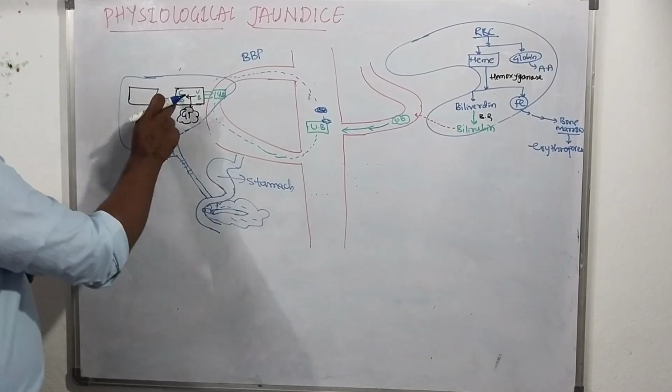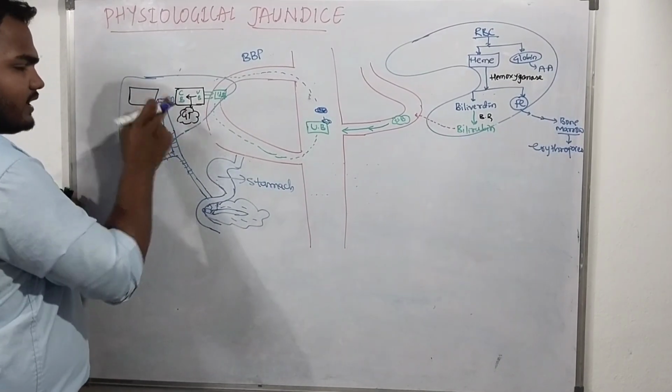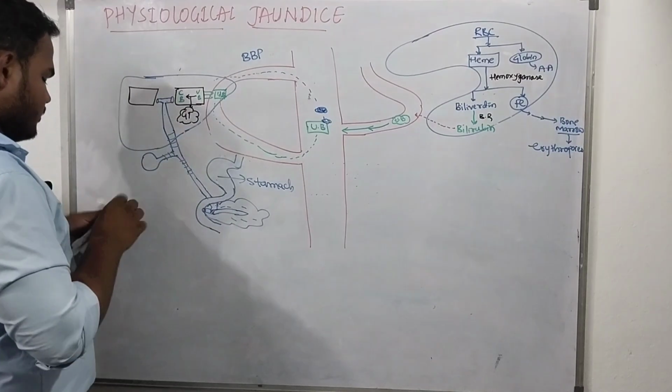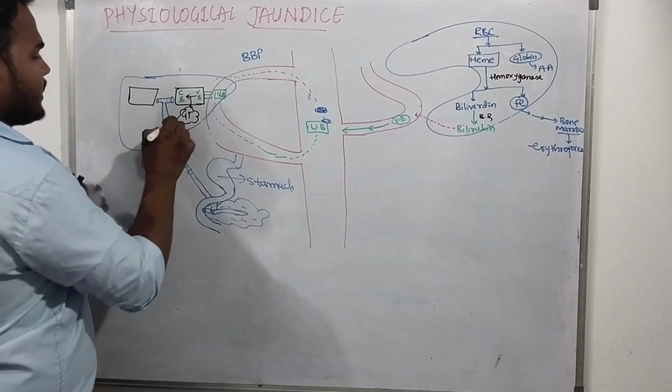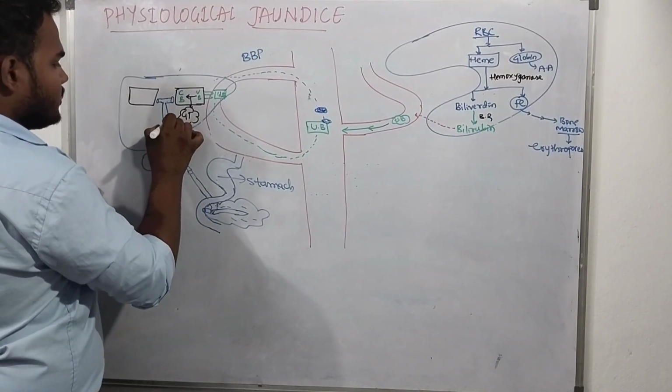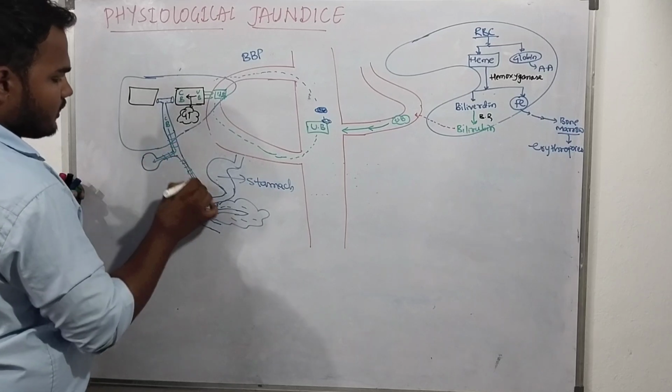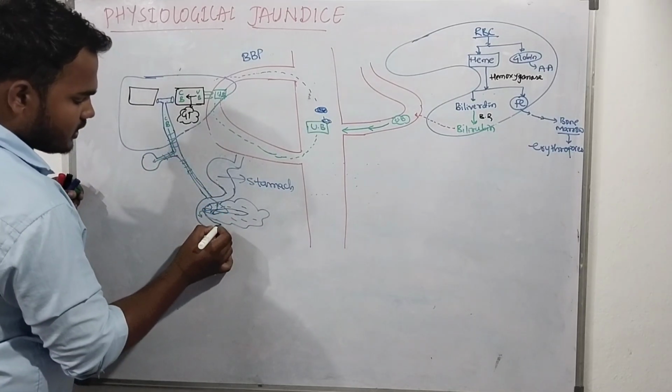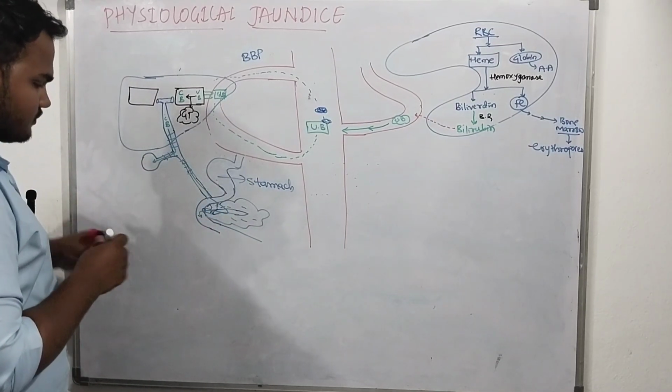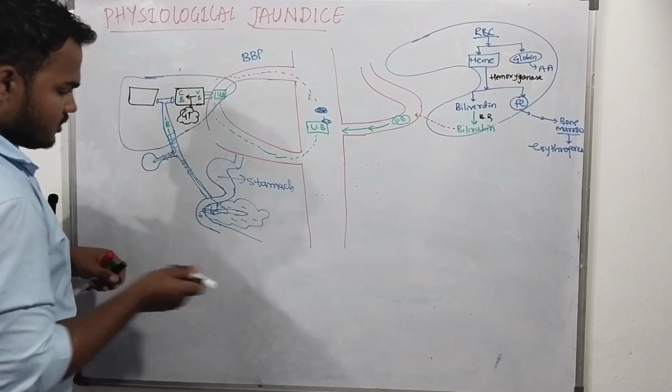Now this conjugated bilirubin is taken up by this biliary duct, and from this hepatobiliary duct the conjugated bilirubin is stored here and comes here, that is, it comes into the intestine. Okay, it comes into the intestine, that is conjugated bilirubin. Here it is.